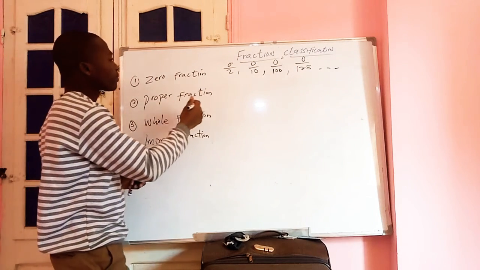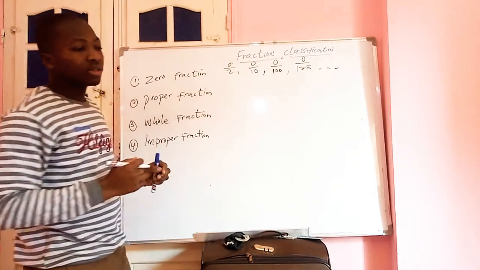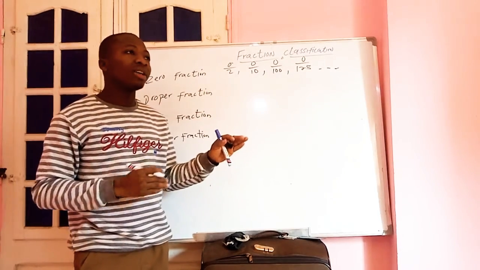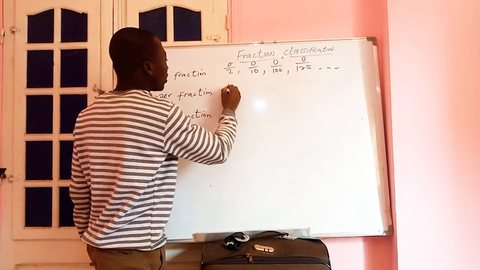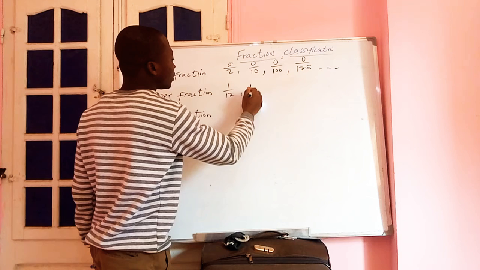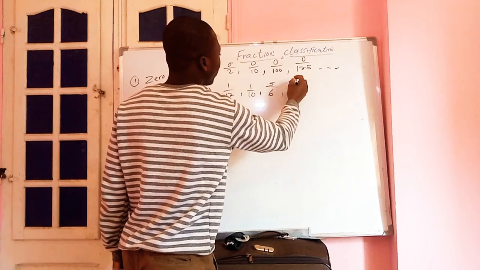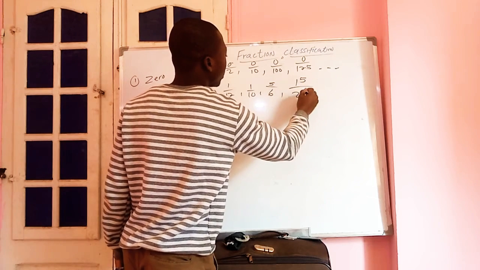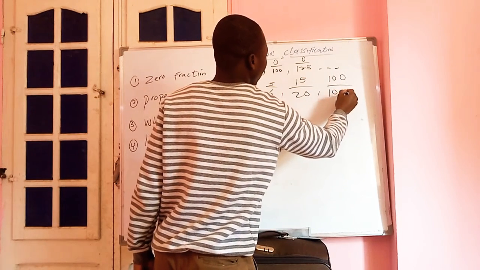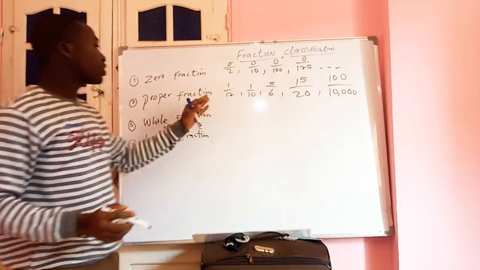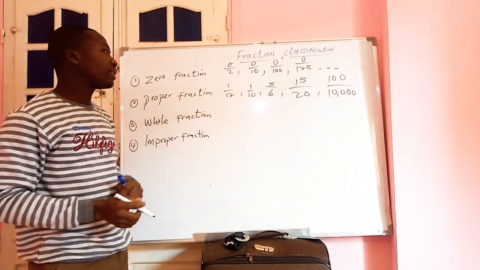And we have the proper fraction. Proper fractions are fractions that have the top number less than the bottom number, and the top number is a non-zero number. Let's say we have 1 over 12, or 1 over 10, or 5 over 6, or 15 over 20, or 100 over 10,000. These are proper fractions because the top numbers are less than the bottom number.